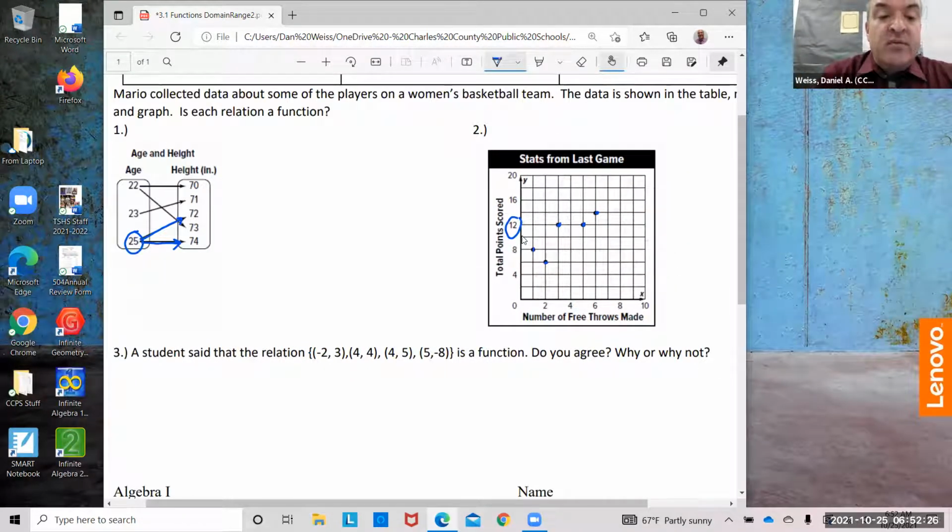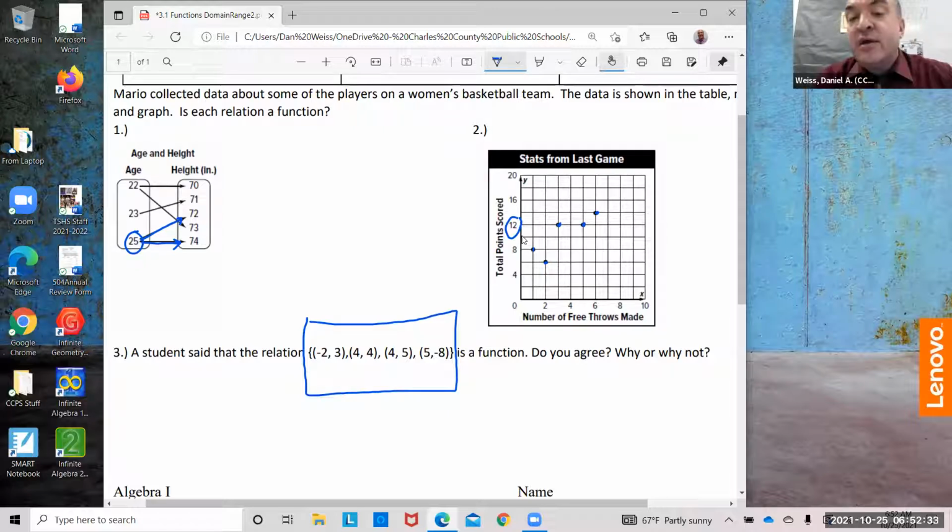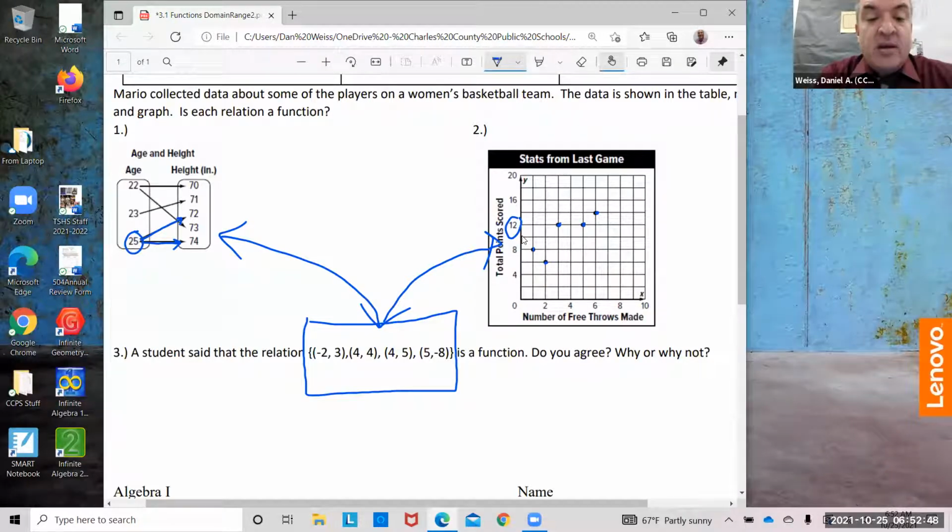This set of numbers is called a relation. Everything I've shown you thus far, they're all called relations. How is x related to y? They're all relations. But the question is, is it a function? This one is not a function. Why? Because the 4 repeats. The answer is no. That's it.